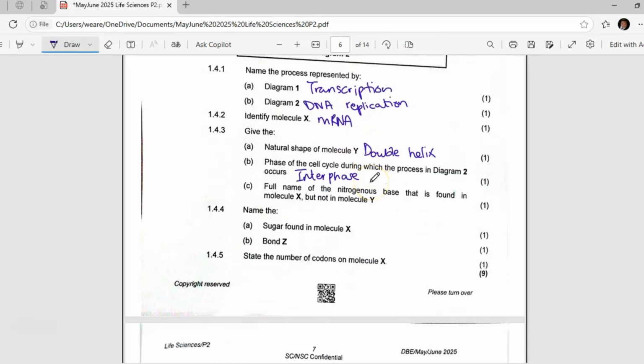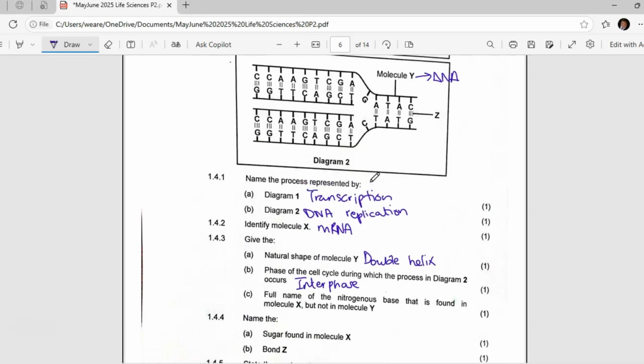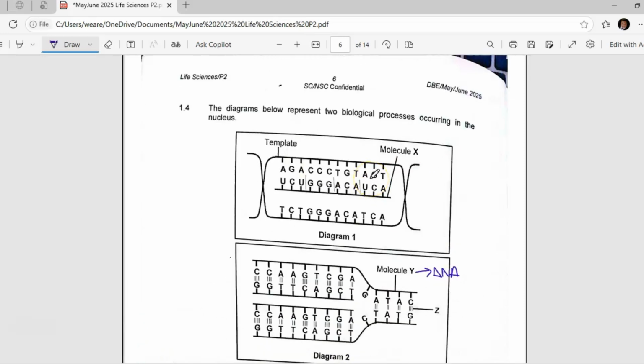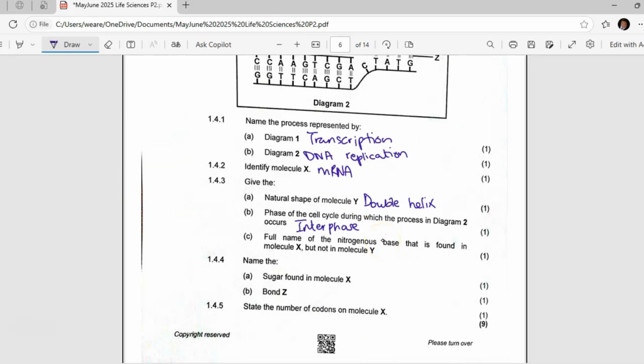They say the full name of the nitrogenous base that is found in molecule X but not in molecule Y. So we now know that molecule X is the mRNA, and we know that molecule Y is DNA. Now in DNA we have thymine, in RNA we have uracil. So the answer for this one would be uracil, because uracil is found in the mRNA but not in DNA. Right? These are easy questions.